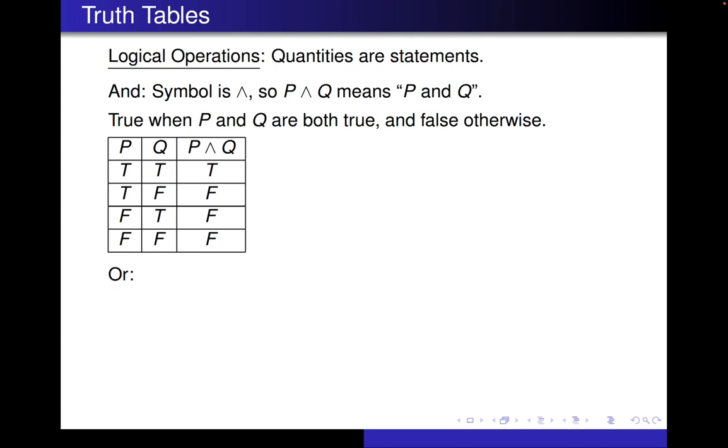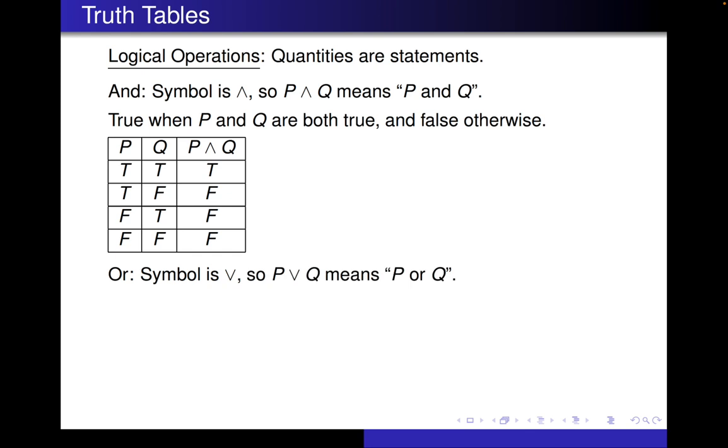Alright, so now let's go ahead and do the same thing with OR. Now remember, when we do OR in the context of doing math, we're doing the inclusive OR, which means it's false when both statements are false and true if one or both of them is true. So our symbol that we're going to use is just a regular old V.